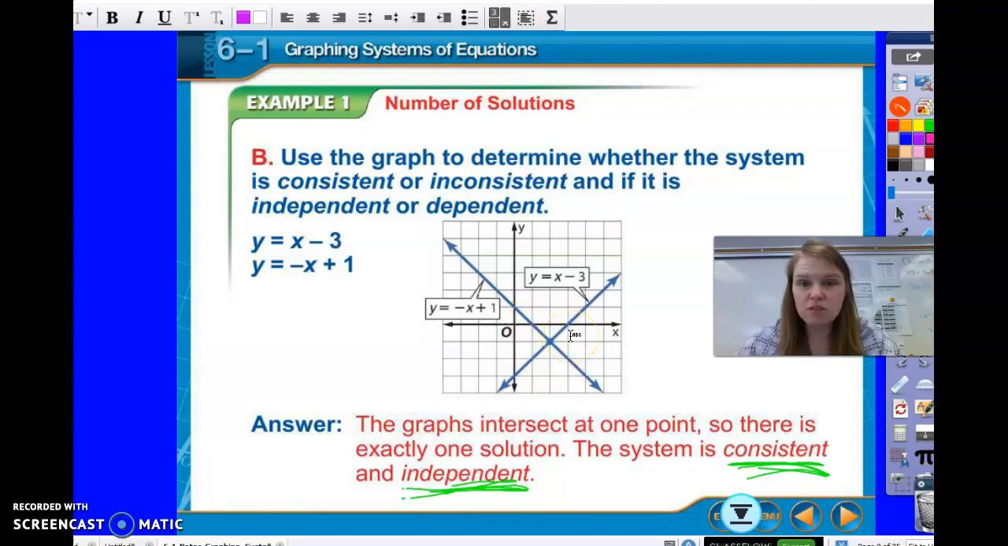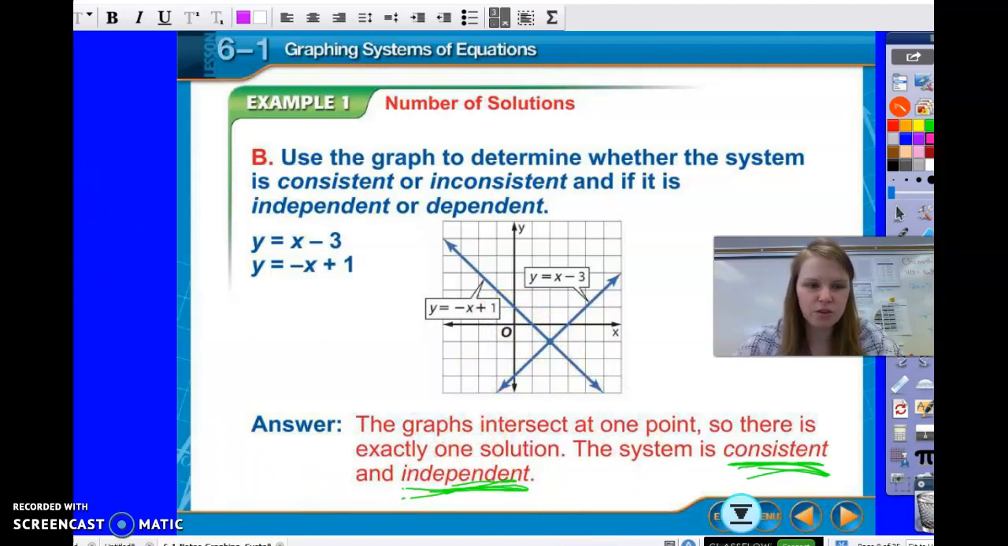Once you have them graphed, let's label this. It looks like there is one solution, so we say that it is consistent. And to identify only one solution, we would say it is independent. Again, if it overlapped and every line was the same for both of them, if every point was on both lines, we would say that it is dependent. But in this case, it only crosses once, so we say independent.